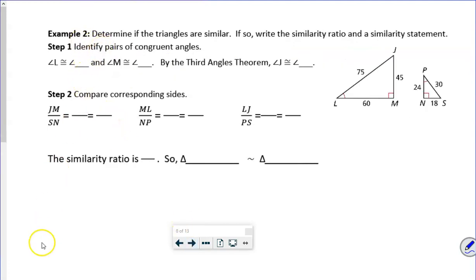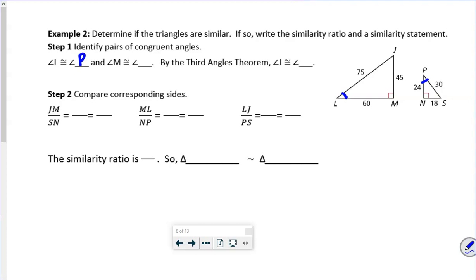So it says, determine if the triangles are similar. If so, write a similarity ratio and a similarity statement. Step 1 is to identify the pairs of congruent angles. So that's what we're going to do first. So it shows us that angle L right here has 1 arc, right? And over here P has 1 arc, right? So we're going to put L as congruent with P.